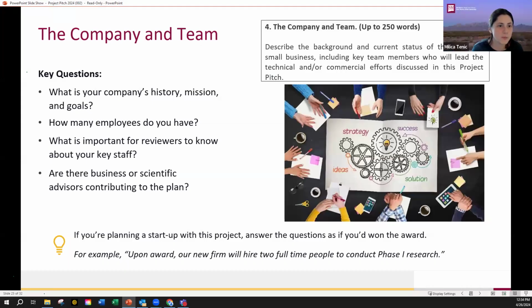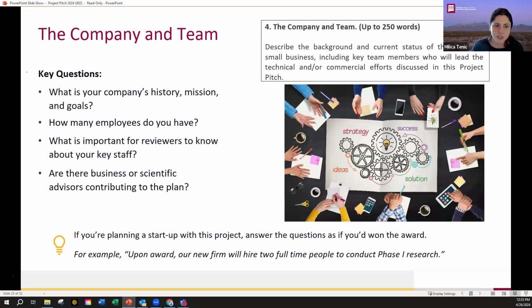Awesome. That final part of the project pitch is going to be the description of your company and team. There, you only have 250 words to describe the background of your small business, describe your key team members, and how they will all work together for the technical and commercial efforts described in your pitch and for your phase 1 work. This is a short section, but an important section. This is where you build credibility for your team, show what your team's expertise is, and convince the reviewers that you have the skills to complete the work that you're proposing.